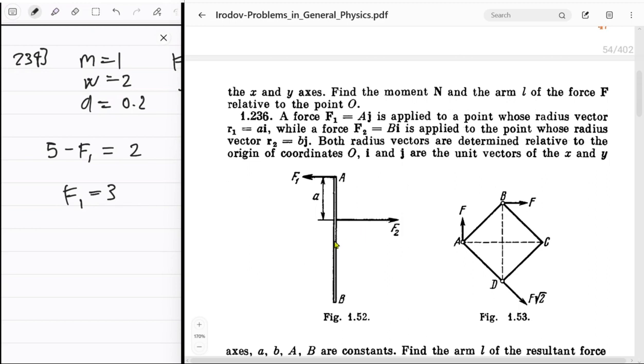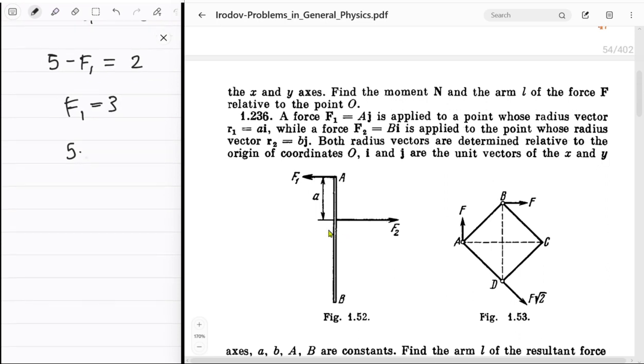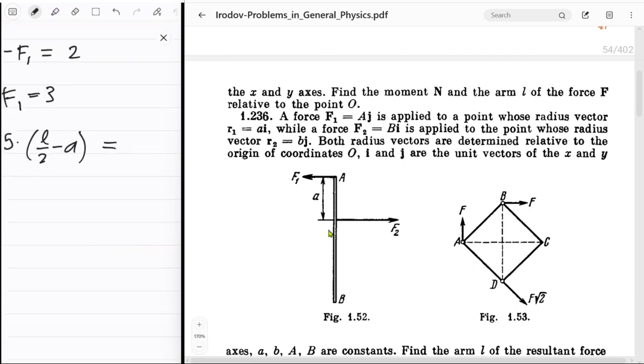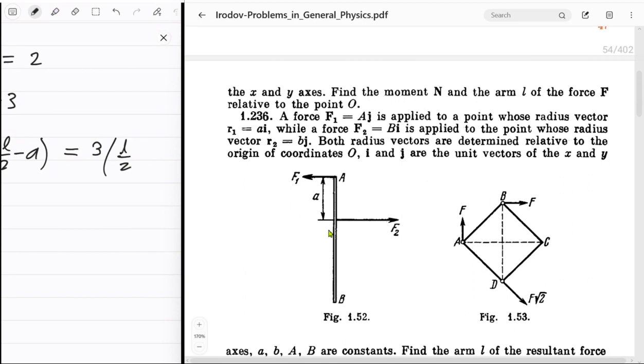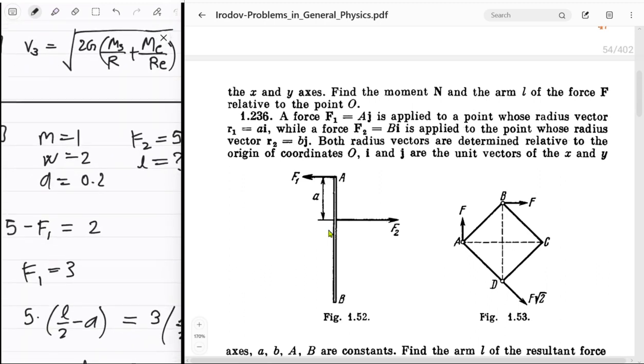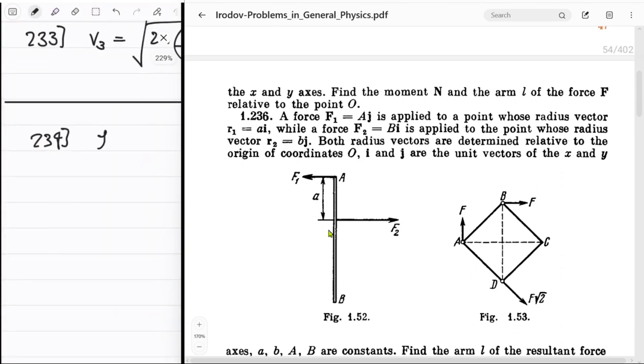I want to take the center of mass, but whatever, we just do the thing. So F2, which is 5, times this value. What is this value exactly? It's just L upon 2 minus A, right? That is equal to F1, which is 3 times L upon 2. That should do the thing. So 2 times L upon 2 is equal to 5 times A. So L is equal to 5A, and A was just 0.2, so it's going to be 1 meter. There we go, 1 meter.